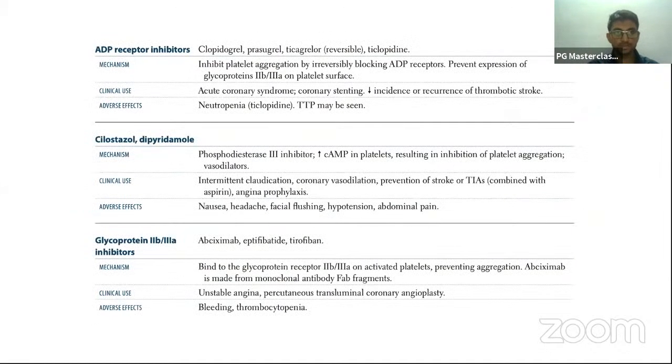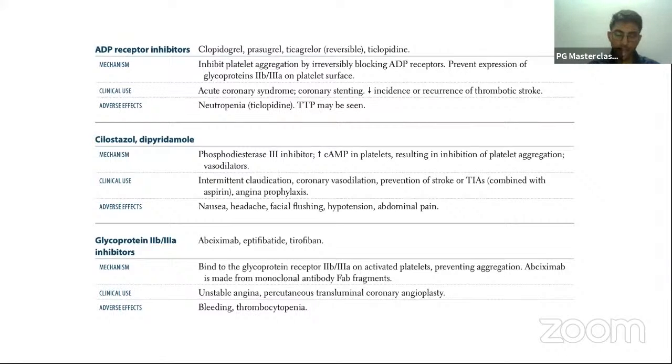These are some of the antiplatelets which I would like to touch on. ADP receptor inhibitors, as I mentioned on the chart, are clopidogrel, prasugrel, ticagrelor, and ticlopidine. They inhibit platelet aggregation by irreversible blocking of ADP receptors. Also prevents expression of glycoprotein 2B3A. Clinical uses: acute coronary syndrome. It is used in coronary stenting. Some of the stents are coated with antiplatelets; these are the drugs which they use. Adverse effects are neutropenia, specifically with ticlopidine, and thrombotic thrombocytopenia may be seen.